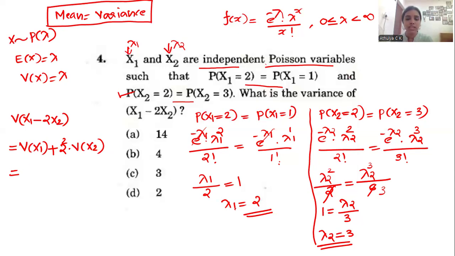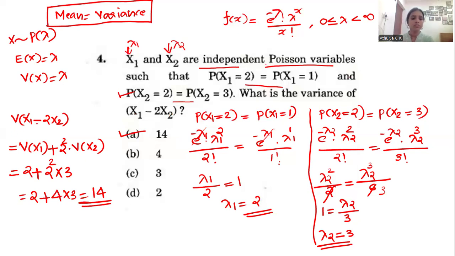Here lambda 1 is the mean or variance of the first variate and lambda 2 is the mean or variance of the second variate. So here variance of x1 is nothing but 2 plus 2 square into variance of x2, which is nothing but lambda 2 into 3, right? So 2 plus 2 square is 4 into 3, which is equal to 40. So we'll get the answer, that is variance of x1 minus 2x2 will be 40.